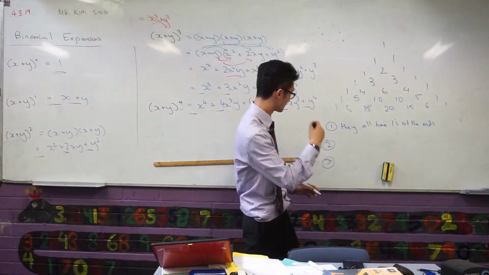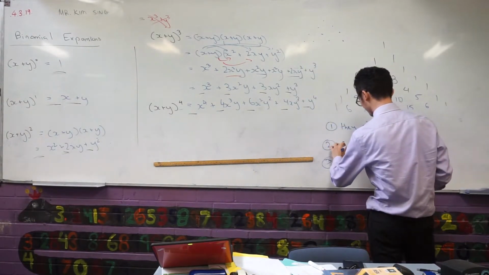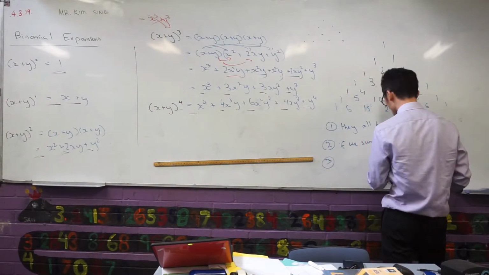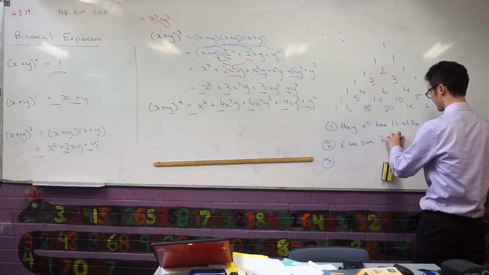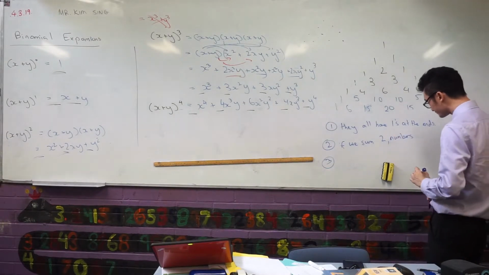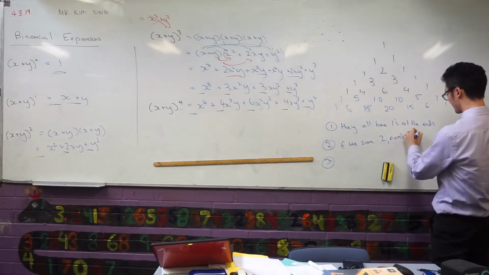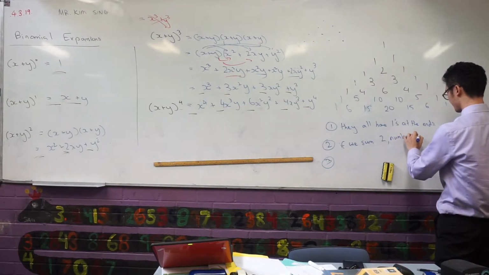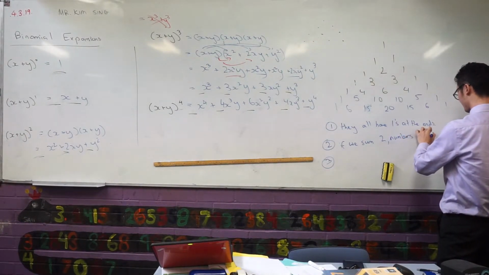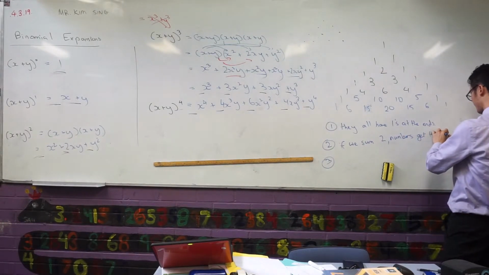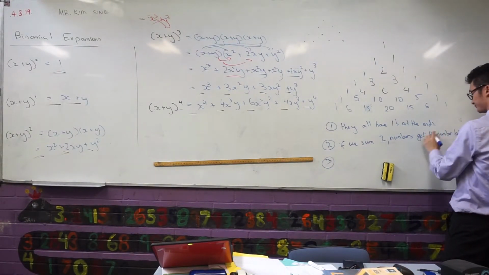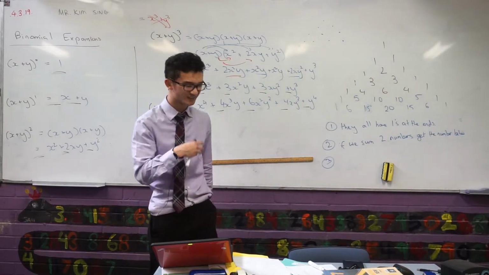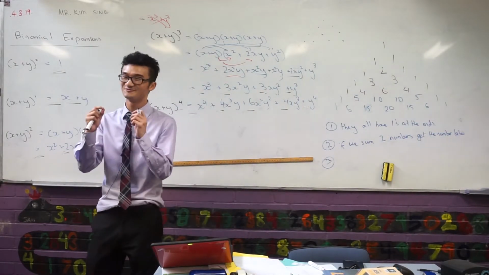So, if we sum 2 numbers, and they have to be next to each other, we get the number on the next row. So we sum 2 numbers and we get the number below. Now this next one is a bit trickier to spot, and it's not immediately obvious.